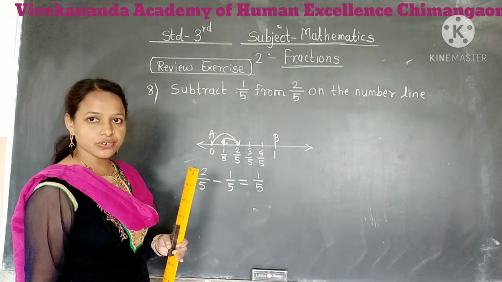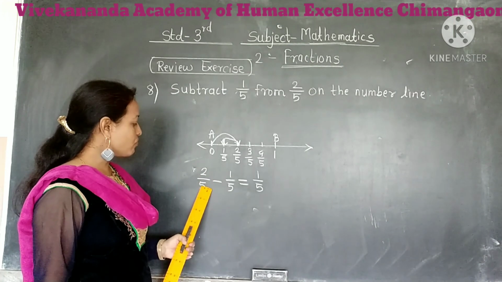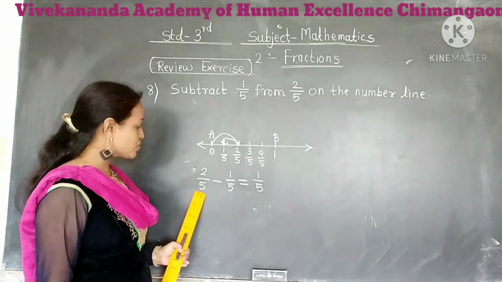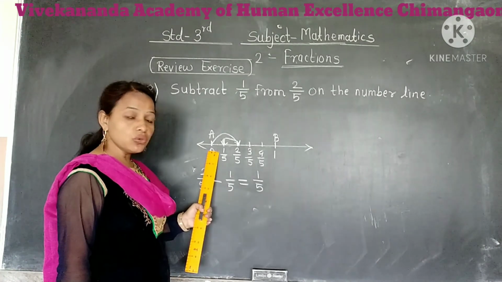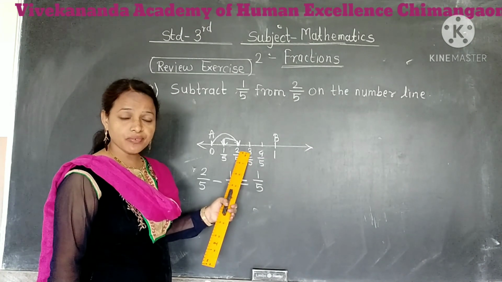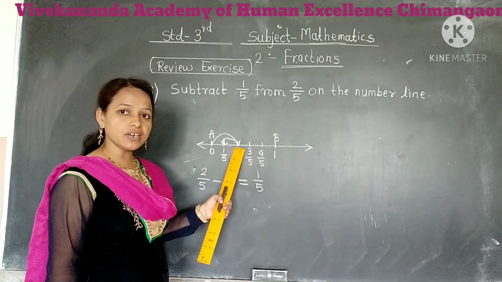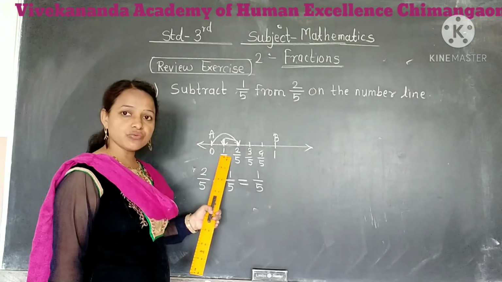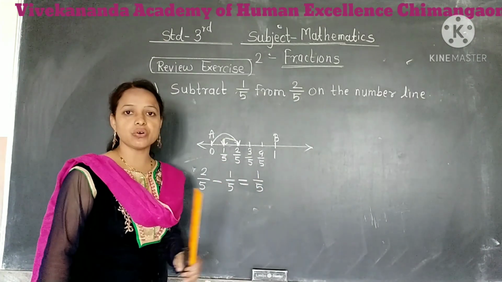Look here again, student. In subtraction of fractions, we have to subtract 2 upon 5 minus 1 upon 5. Means first we have to reach fraction 2 upon 5. So from point A, we move towards 2 upon 5. Now from 2 upon 5, we have to subtract 1 upon 5. So again we move backward one step. So we reach fraction 1 upon 5. So we get the answer on the number line, 1 upon 5.